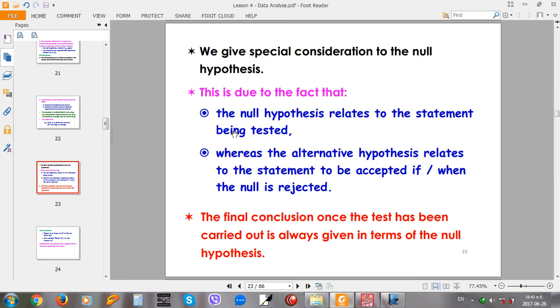So we are going to test this null hypothesis. Is there a difference? So we state that there is no difference. Then we have to check, is there a difference, right? Whereas the alternative hypothesis is the statement to be accepted when the null is rejected, right?